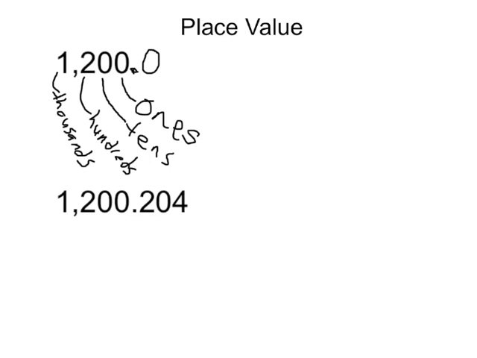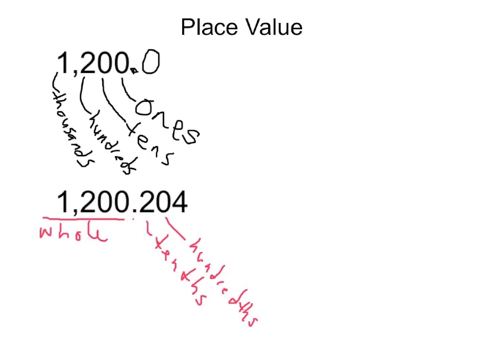Now let's look at this number right here. It is still 1,200. That's the whole part. And then we have a decimal, and then we have a fractional part. The first digit after the decimal is always called tenths, or out of 10. So we have 2 parts out of 10. The next decimal place is always called hundredths. And finally, the third decimal place is always called thousandths.